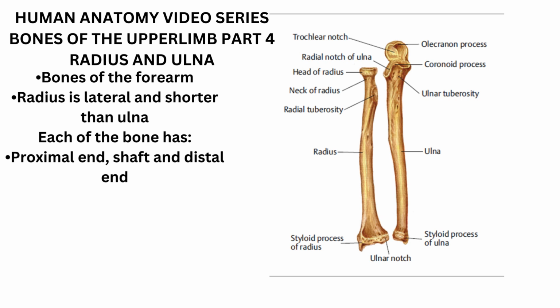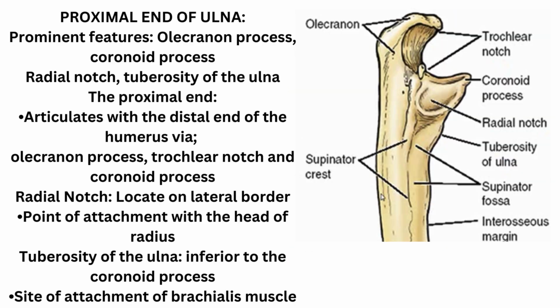Radius and ulna are the two forearm bones. In anatomical position, the radius is lateral and shorter than the ulna. Each of these bones has a proximal end, shaft, and distal end. The proximal end of the ulna articulates superiorly with the distal end of the humerus and laterally with the radius.